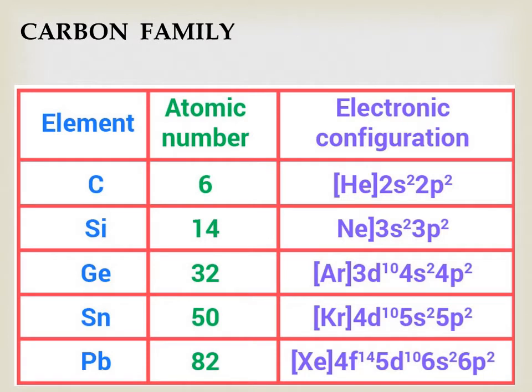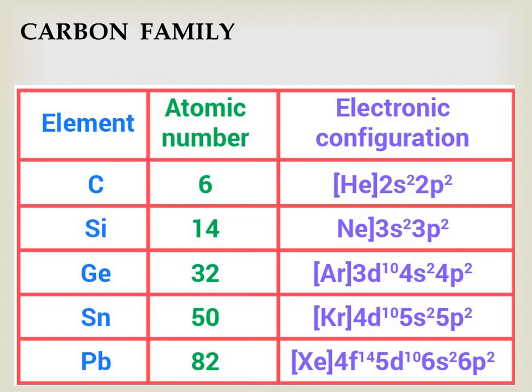Carbon family. The elements of group 14 are also called the carbon family. The elements of the carbon family are carbon, silicon, germanium, tin and lead. Students, over here Sn represents tin and Pb represents lead. Their atomic numbers respectively are 6, 14, 32, 50 and 82.